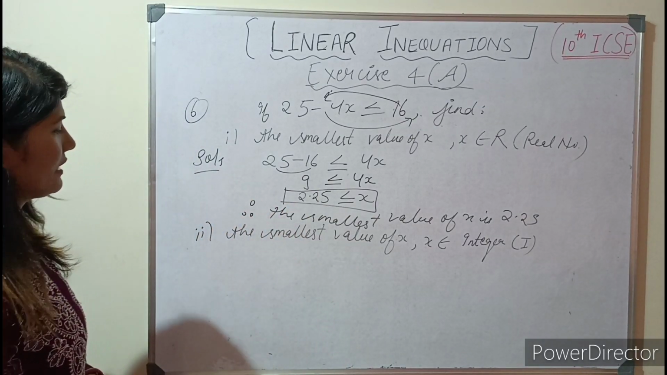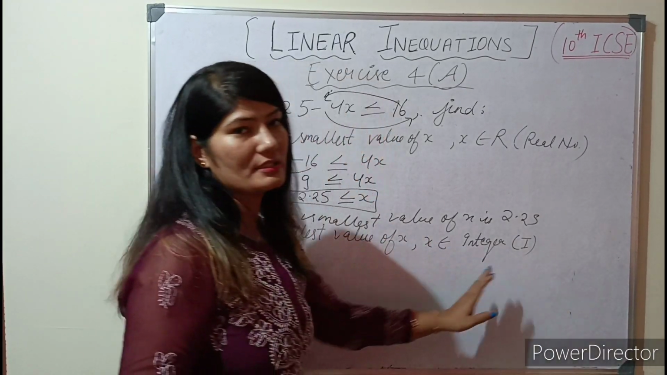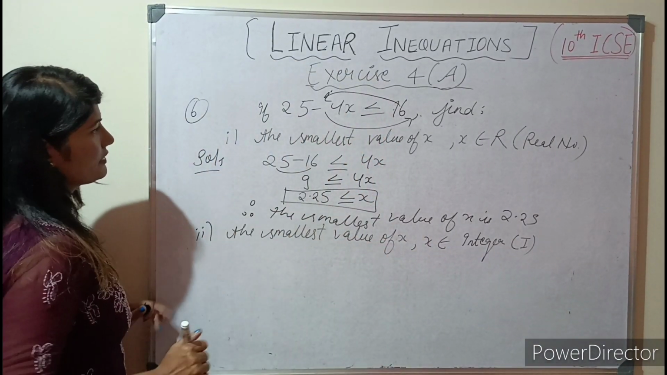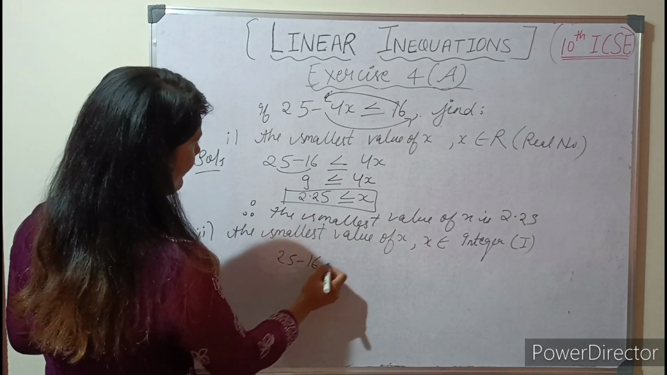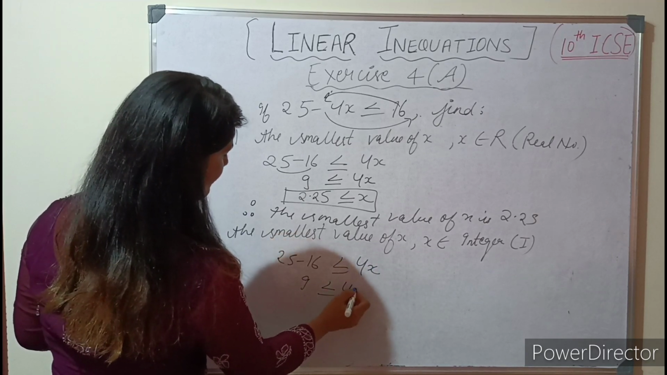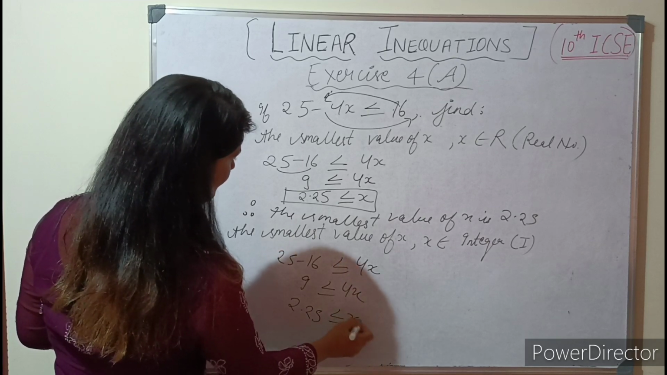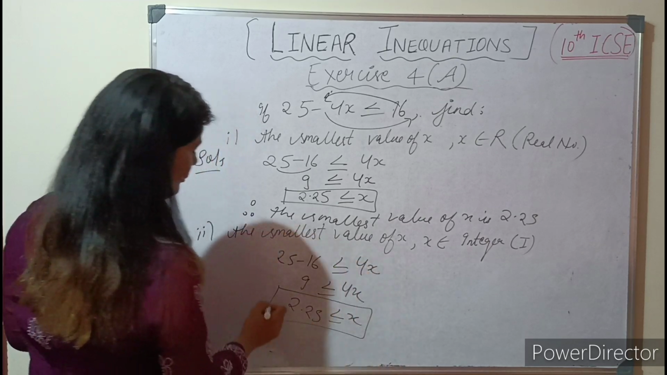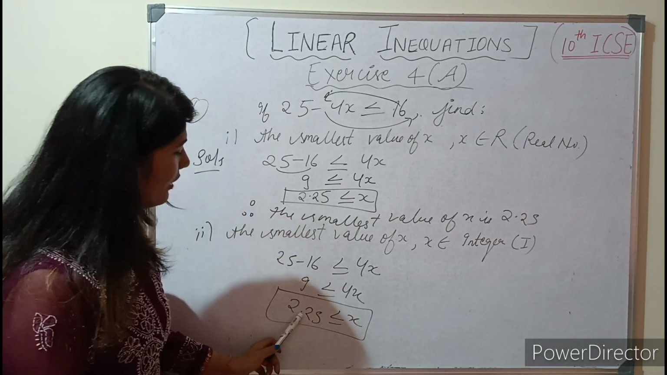Now moving to the second part, the smallest value of x, where x belongs to integer. So in this case it's integer. So we have to solve the same equation. This is 25 minus 16 and this is 4x, 9. So divide 9 by 4, you will get 2.25. So here the same thing you got, that the value of x is more than or equal to 2.25.